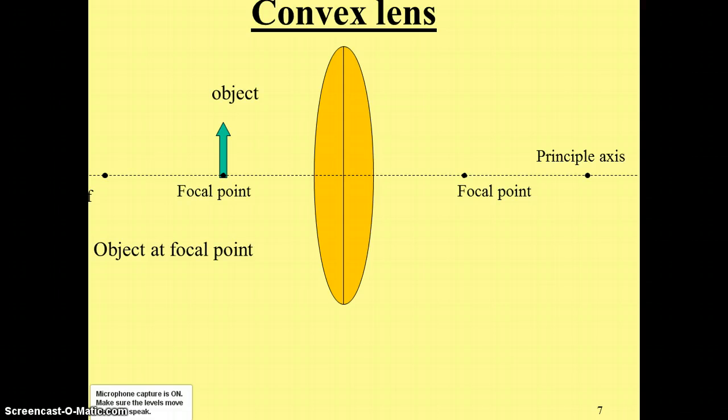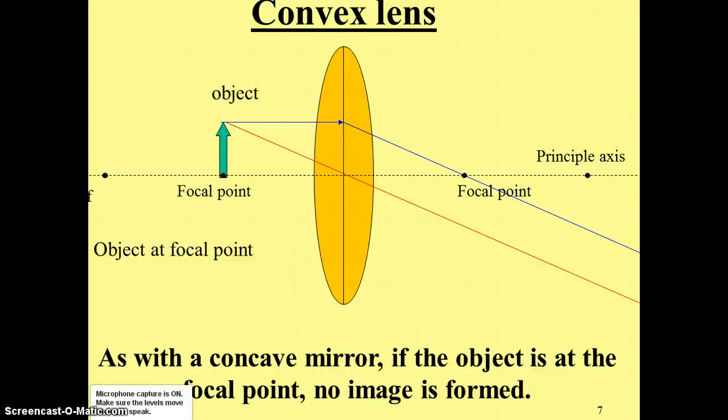Another case here, this is kind of the special one, just like an object on the focal point of a concave mirror. When you have one for a convex lens at the focal point and you do your light ray traces, you'll get parallel light rays, which will not create an image, neither real nor virtual.